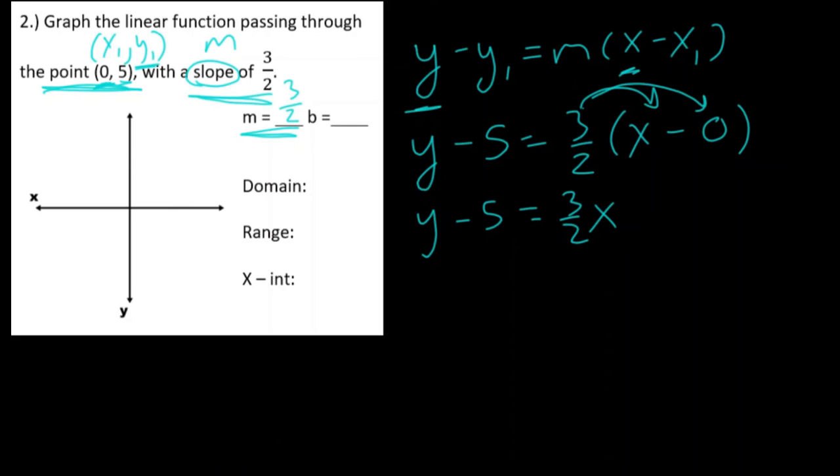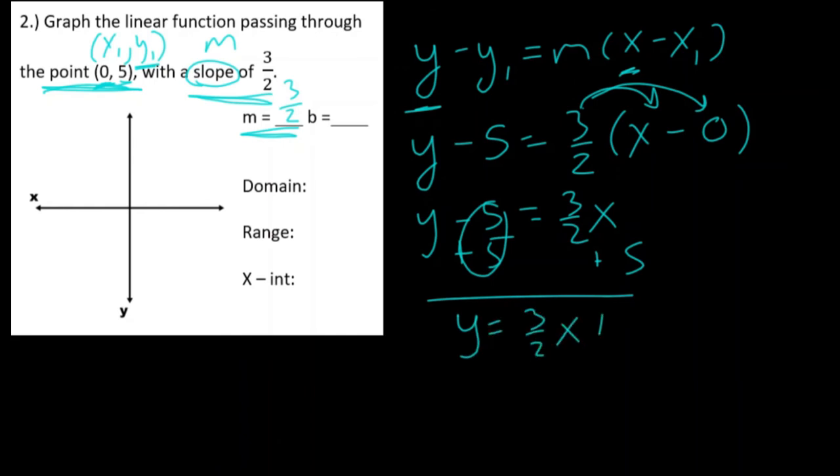So now, in order to finish this problem, all we have to do is get y by itself. How would you get rid of a negative 5? Well, plus 5, and so once that zeroes out, we get this formula, y equals 3 over 2x plus 5. And now we can go up here to our y-intercept, and we know that our constant is positive 5, and we can graph it as such. And at this point, we have enough information to graph our function.